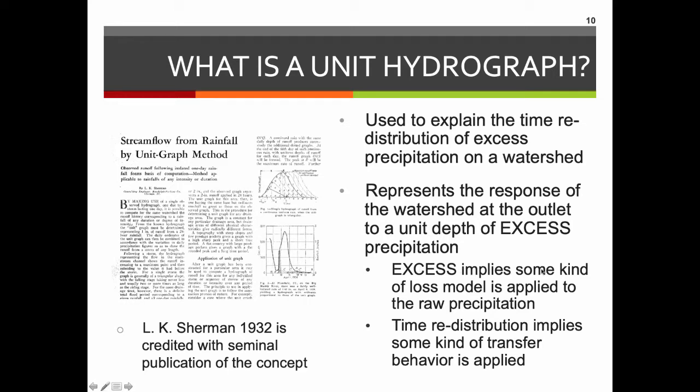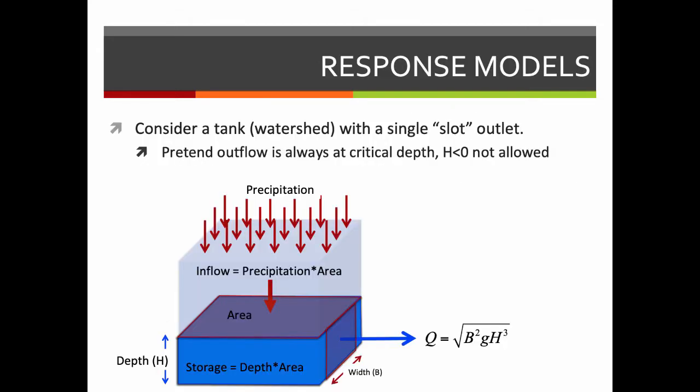Use of the word excess implies that some kind of loss model is applied to the raw precipitation, and the time redistribution implies that some kind of transfer behavior is applied. So taking raw rain to produce excess, we apply a loss model. Taking the excess uniformly distributed over the watershed and moving it to the outlet, and then converting it from a depth into a discharge signal is the transfer function. And that transfer function with certain properties is called a unit hydrograph.